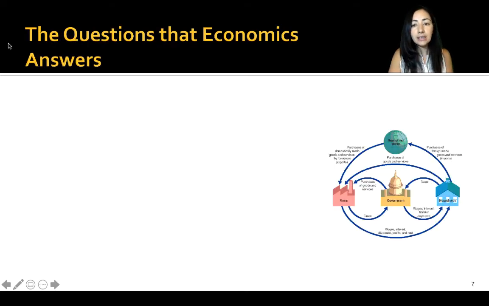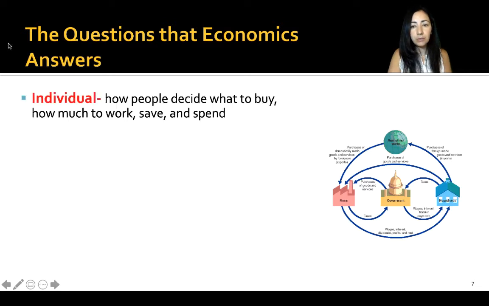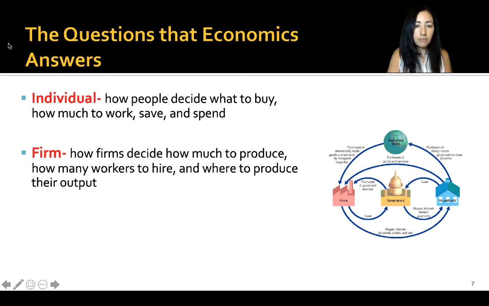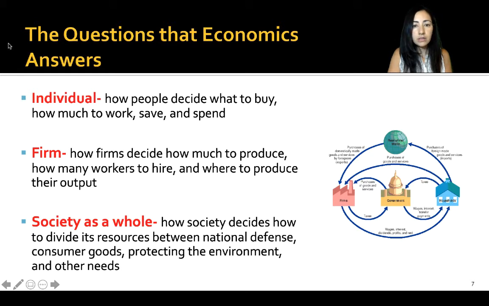The questions that economics answers. Let's think of this from the viewpoint of the individual, the firm, and society as a whole. So an individual needs to know how people decide what to buy, how much they should work, how much they should save, how much they should spend. A firm decides how much to produce, how many workers to hire, and where to produce their output. Society as a whole decides how to divide its resources between things like national defense, consumer goods, protecting the environment, healthcare, education, and an array of many, many other choices.